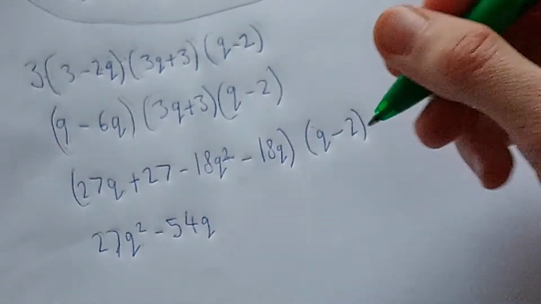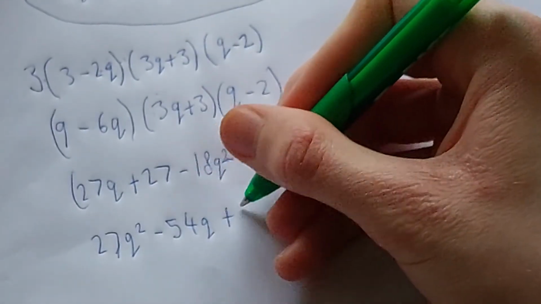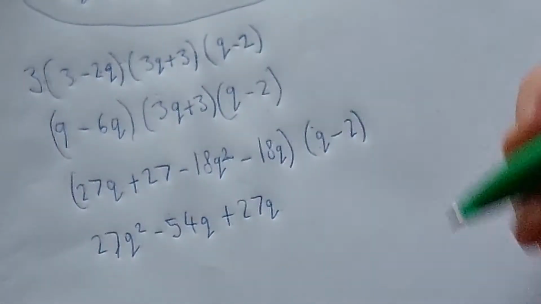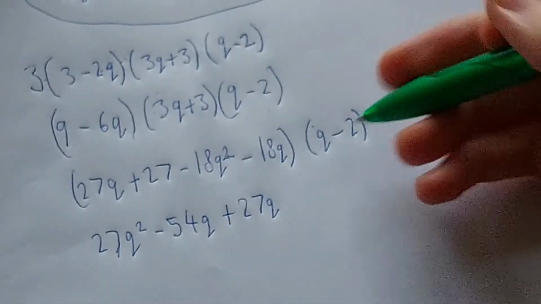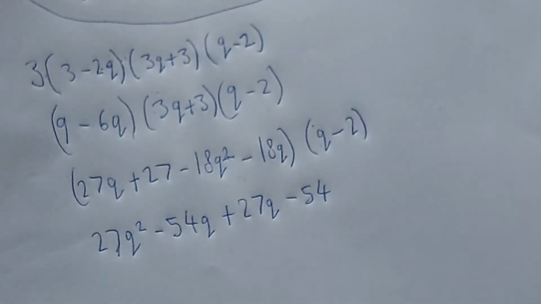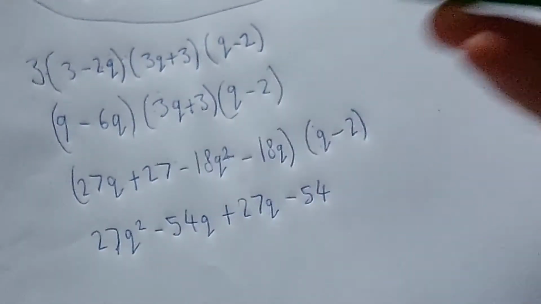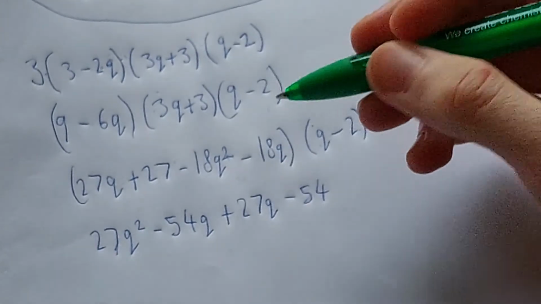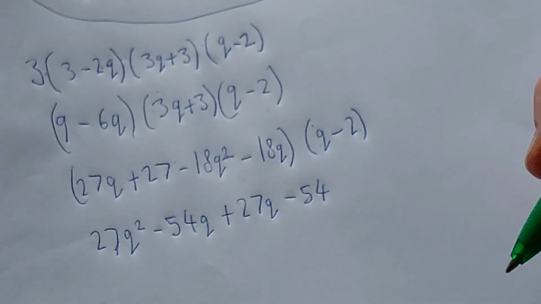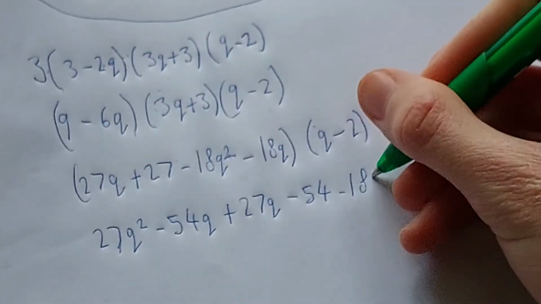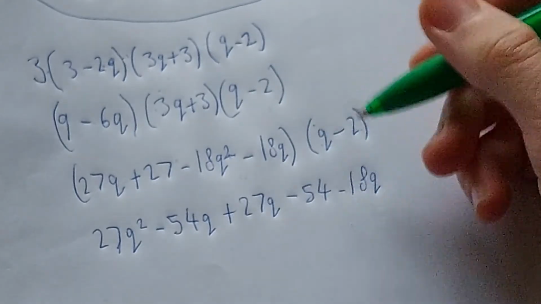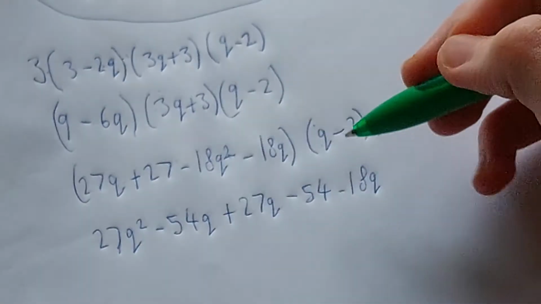And then we do 27 times q, which would simply be 27q, positive, because they're both positive. And then 27 times minus 2 is minus 54. There's no letter next to it, as we're not timesing by a letter. And then we do minus 18q squared times q would be minus 18q cubed, because we're not timesing by any number, so we just leave the minus 18 as it is.